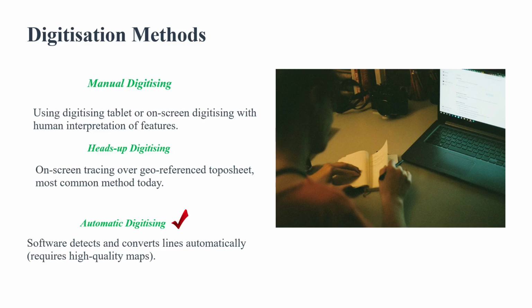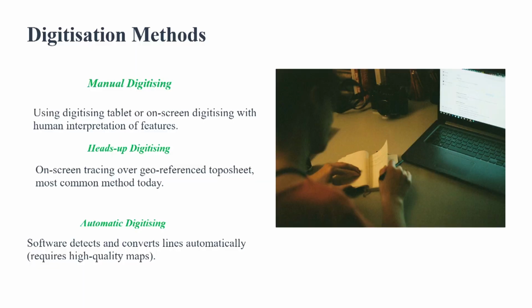Then automatic digitization: in some of the upcoming software, we create some codes, and there are automatic default tools that digitize automatically. These are all the digitization methods presently used nowadays. So, what are the steps?